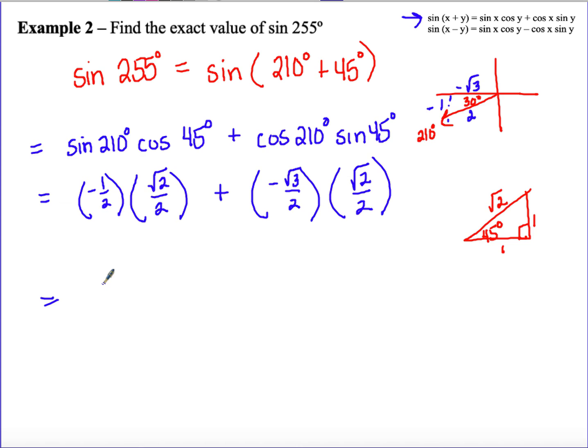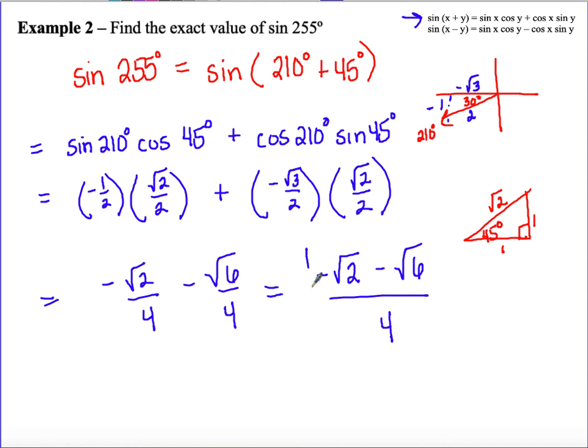Start combining all of that together. We get negative square root of 2 over 4. We get a negative square root of 6 over 4. And we can combine that together to one fraction, negative square root of 2 minus square root of 6, all divided by 4. That's a great answer right there.